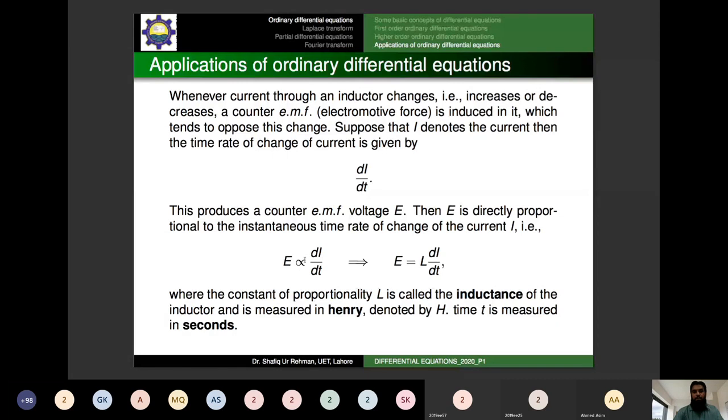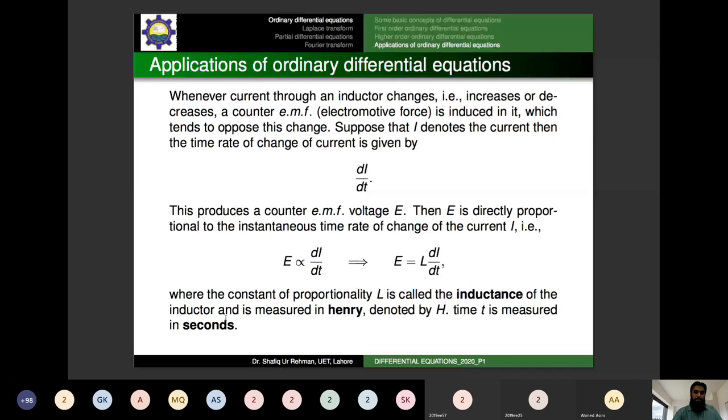Get rid of this proportionality sign by introducing a constant of proportionality. So E would be equal to L di upon dt, where the constant of proportionality L is called the inductance of the inductor. The units are going to be henry, denoted by capital H. The unit of time is going to be seconds.